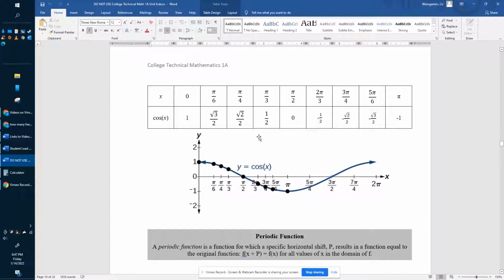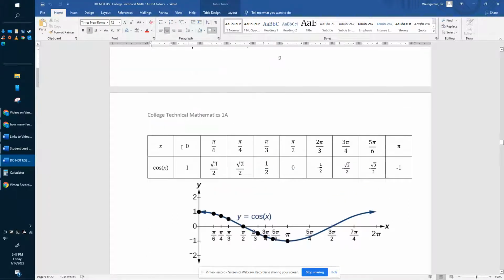Similarly with cosine. We have x equals 0, cosine is 1. We found that out when we were looking at the unit circle. As we continue to plot, the values go down. They go all the way down to -1 when we get to pi, and then they go back up.